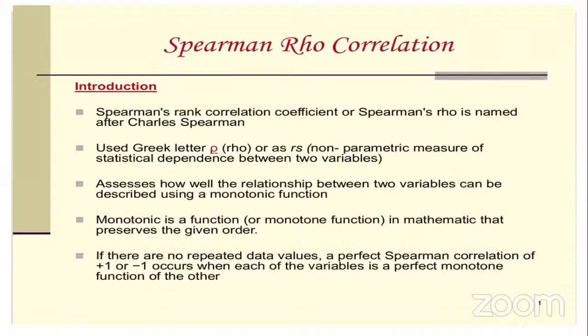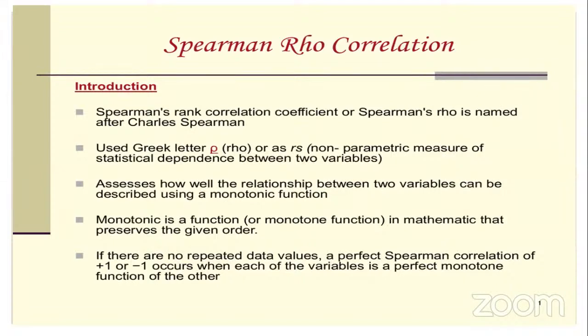So why we are using this is because in order to find the test-retest reliability, we have to use Spearman-Rho correlation. Spearman is named after Charles Spearman, and we can see one letter here that looks like P, but it is actually called Rho, or sometimes RS.